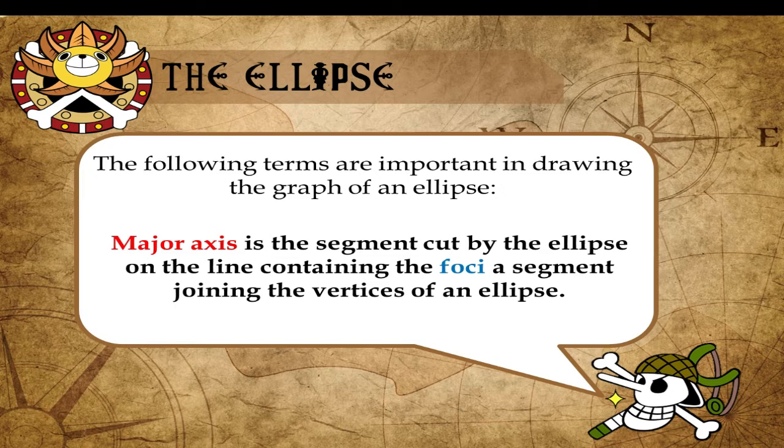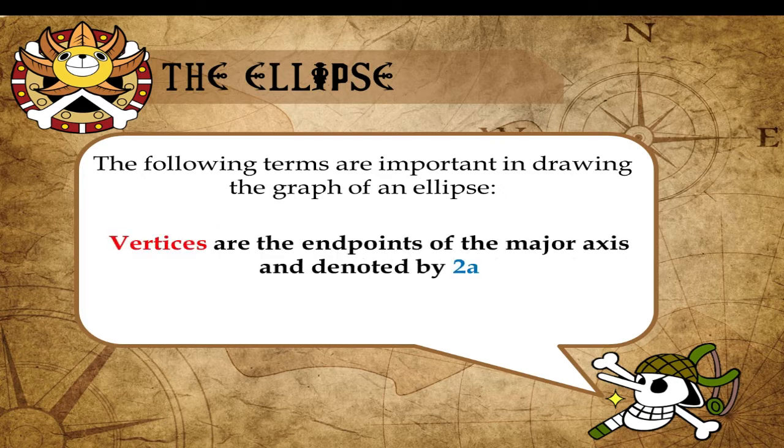Major axis is the segment cut by the ellipse on the line containing the foci, a segment joining the vertices of an ellipse. Vertices are the endpoints of the major axis and the length is denoted by 2a. Remember that 2a because we are going to use the 2a later. The vertex is equal to a.